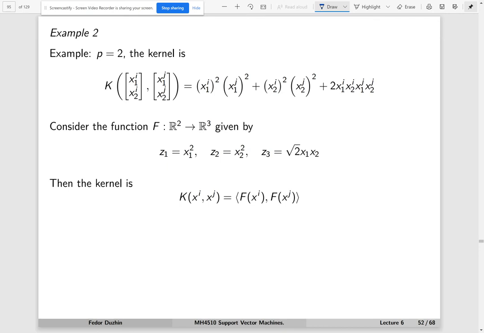All right, so if for some reason we wanted to transform our features, so instead of taking the original features x1 and x2, we wanted to change them so that we have three new features, x1 squared, x2 squared, and the third one is square root 2 times x1 x2, then it is the same thing as considering this kernel function.